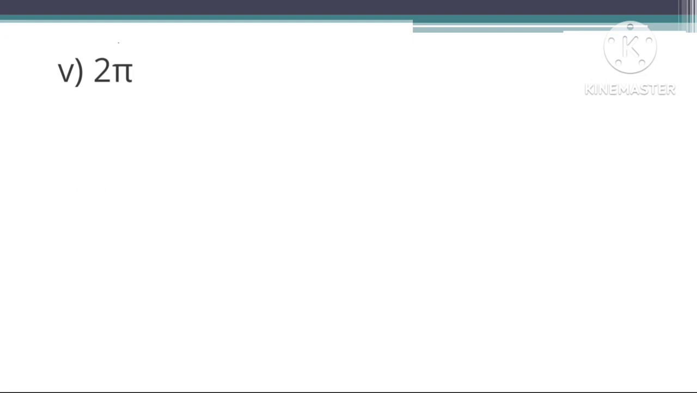Now let's solve this question. Here we are having 2 pi. We know that pi is irrational. When we wrote the examples of irrational numbers, we wrote pi also. Pi is irrational. So if you multiply any rational number to an irrational number, we are getting the answer irrational only.